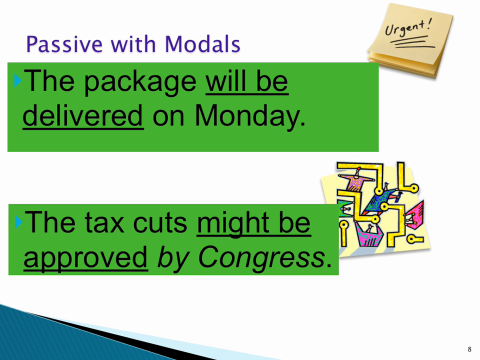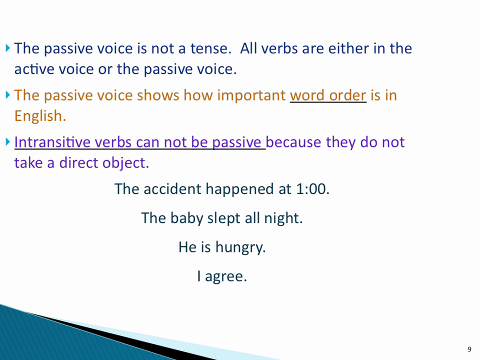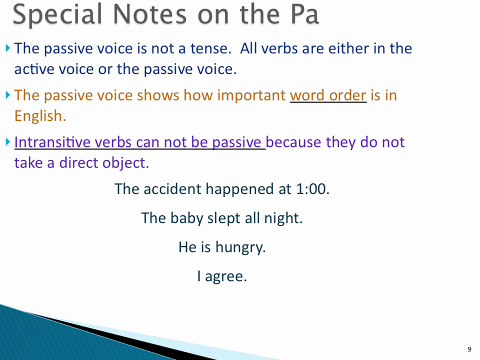Make a note of these important points on the passive voice. The passive voice is not a tense. All verbs are either in the active voice or the passive voice. It shows how important word order is in English. And finally, intransitive verbs cannot be passive because they do not take a direct object.